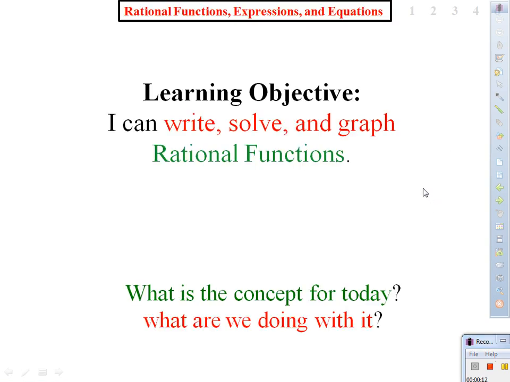All right, our objective for today: I can write, solve, and graph rational functions. Once again, I can write, solve, and graph rational functions. Last week, we did solving and graphing. What do you guys notice different? We're going to write today. The second part of the lesson is giving you a graph and you writing the function.